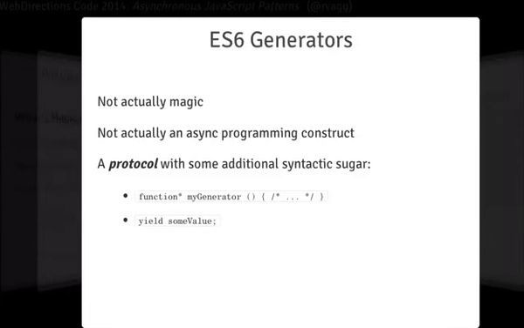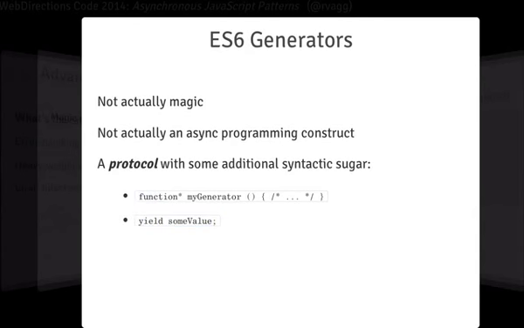Are they magic? No, they're not actually magic. And they're not actually an asynchronous programming construct. They're simply a protocol, so it's a well-defined protocol, a bit like promises, but with additional syntactic sugar. So ES6 gives us these new generator functions. So function star defines this thing, it returns a generator. And in our generator, we have this yield.